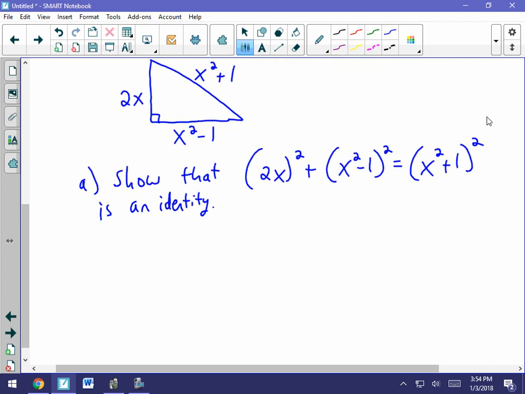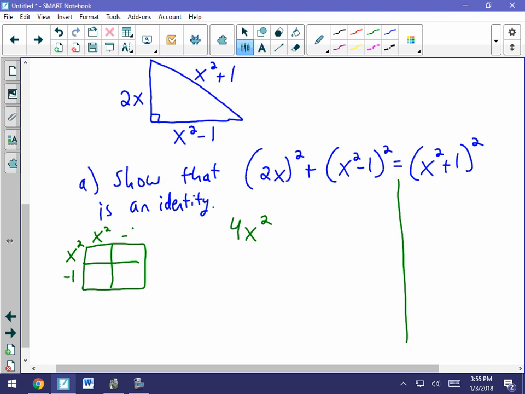Like we've done in our other problems, I'm going to draw the wall. This one's got a little bit to it. I've got some work to do on both sides, but I want to work out both of those sides and show that they come out to be the same. So if I do (2x) squared, square the 2 and square the x, that's going to give me 4x squared. Then to do (x squared minus 1) squared, I'll do a little 2 by 2 multiplication over here. Multiply x squared minus 1 times itself. That would be x to the 4th, a couple of negative x squareds in there, and then a positive 1. So x to the 4th, minus 2x squared, plus 1.